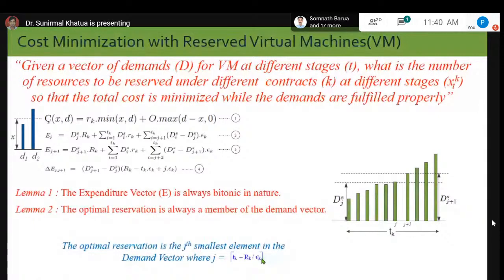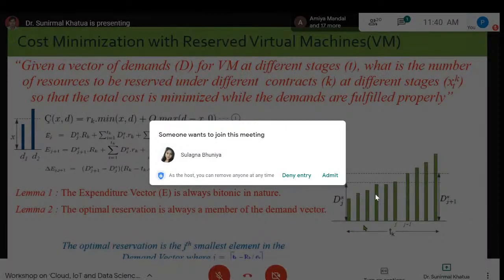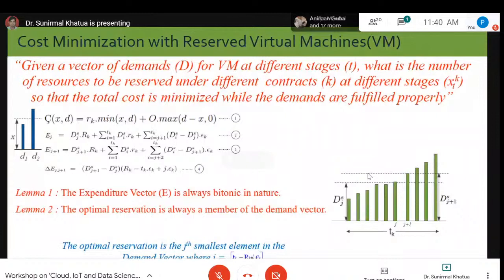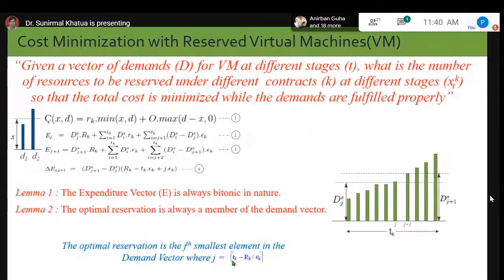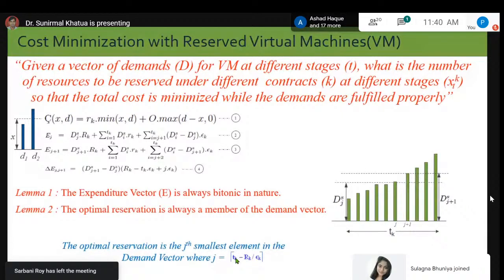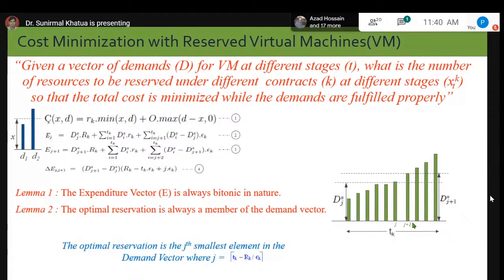The interesting thing that we found from that expression is that it's independent of the values of the demand vector. Give any demand, it's independent, right? So t_k is the duration, 1 year or 3 years. r_k is the one-time reservation cost, and this is the discount that is given by the Amazon AWS service itself. You do not need to get it from the particular user. So always, given the demand vector, find the jth smallest element. And you can find the jth smallest element in linear time, in order of n. You know about the randomized select algorithm that you can use.